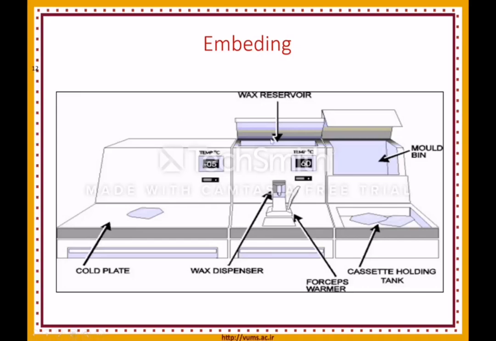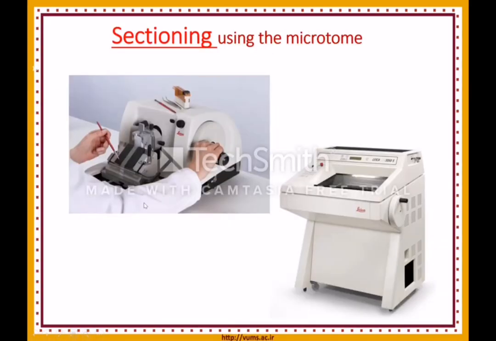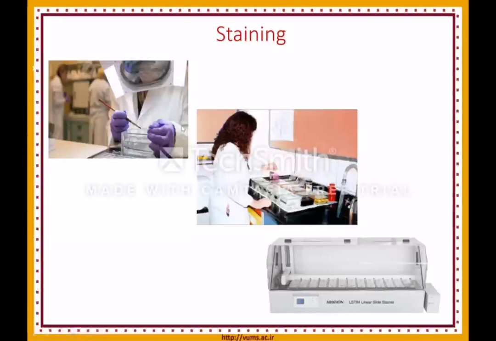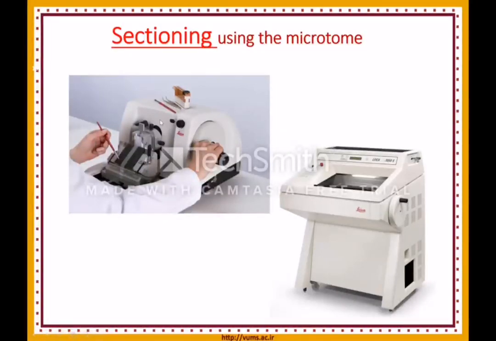After embedding the tissue with paraffin, we should do sectioning. Sectioning is done with a microtome. A microtome is equipment for cutting the tissue at micron thickness. You can see here a microtome, and this is a cryomicrotome. We use the cryomicrotome for fresh tissue. We don't do the tissue processing.